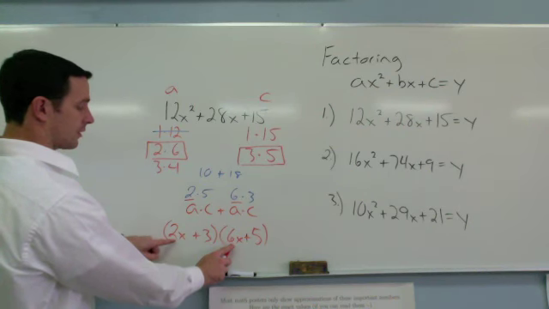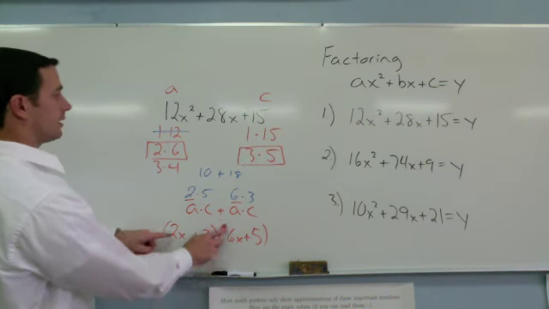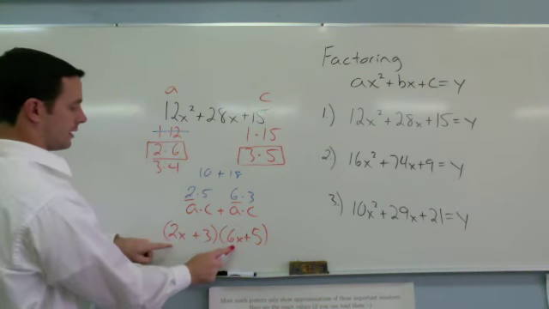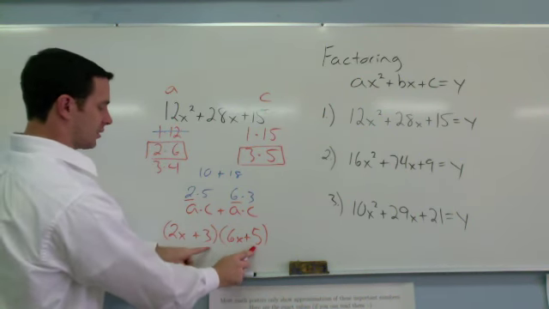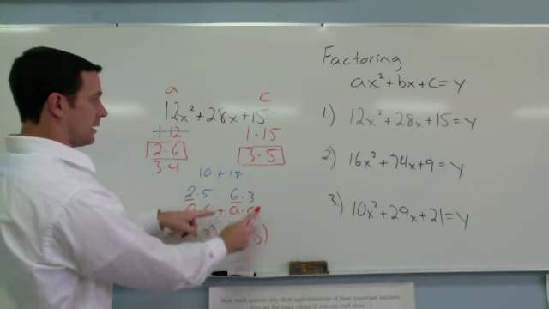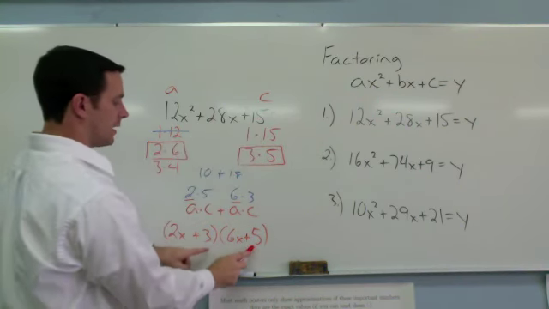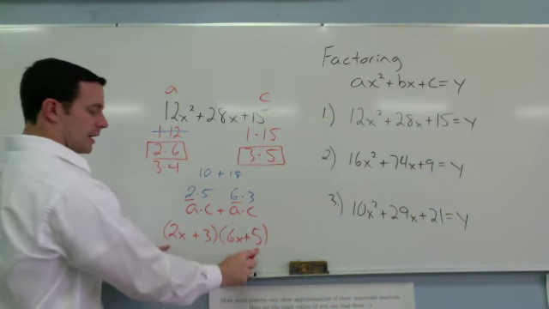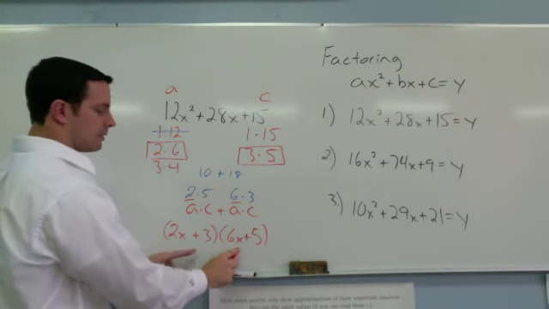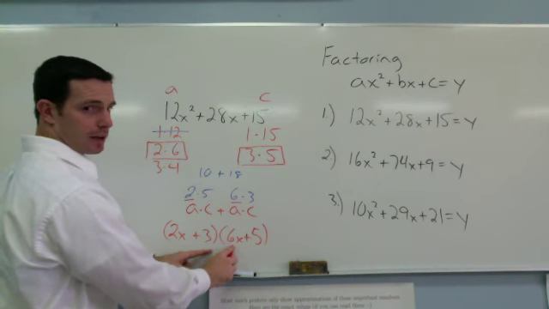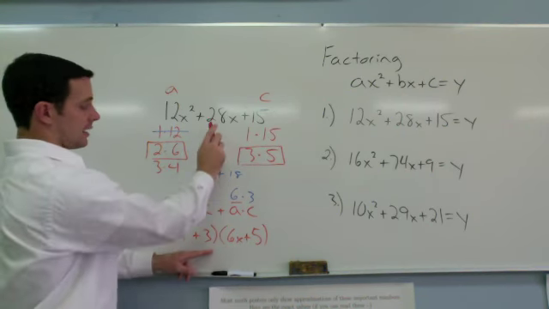2 times 6, my front terms. The fronts should give me 12x squared, and they do. My last terms, 3 and 5, should give me positive 15. They do. When I do the outsides, and then I do the insides, and I add those together, it should give me 28.